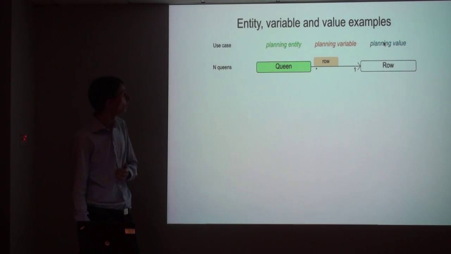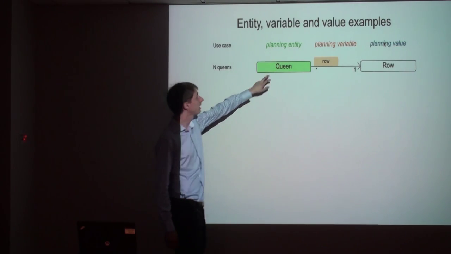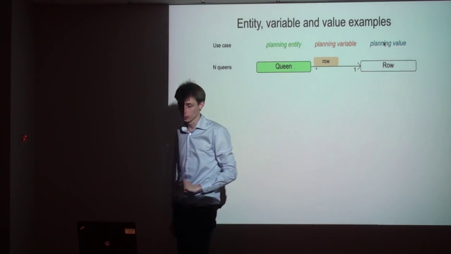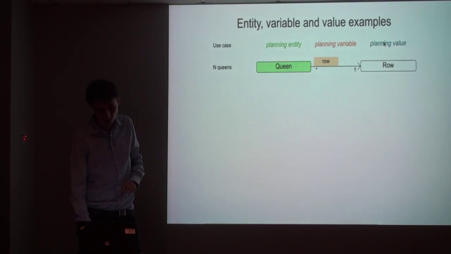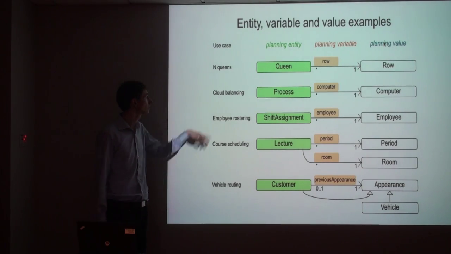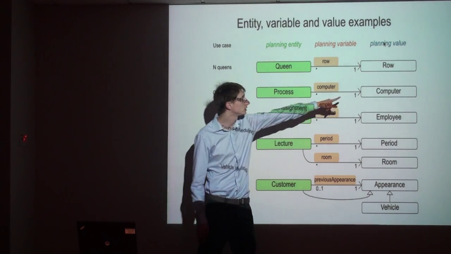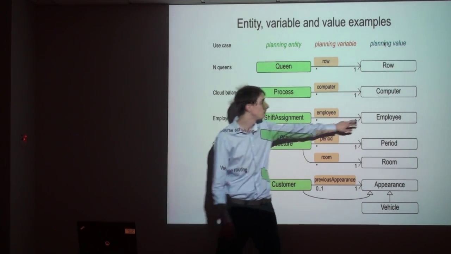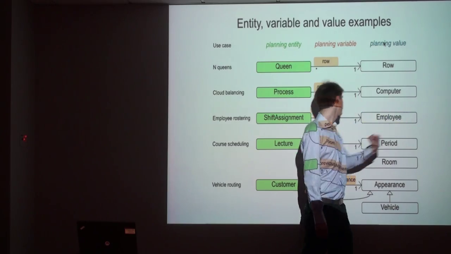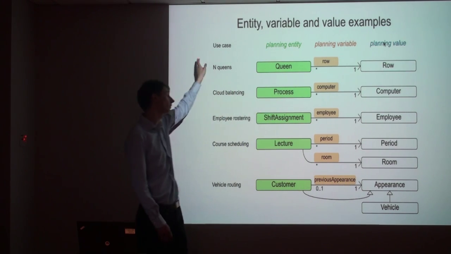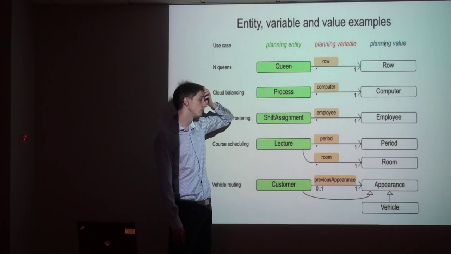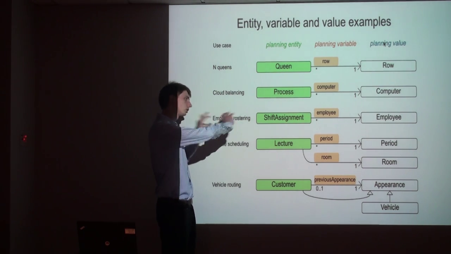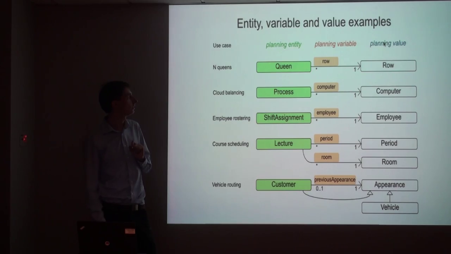So for n queens, our planning entity is the queen, our planning variable is a row, and it's assigning a row. But other use cases have other arguments. For example, in cloud balancing, we have a process which is assigned to a computer. For employee rostering, the shift assignment is assigned to an employee. Of course, the employee has a contract, and the shift assignment has a shift, and the shift has a date, and the shift has a type, being early or late, and there are some skill requirements and so forth, but I'm just showing you the entities and the variables.